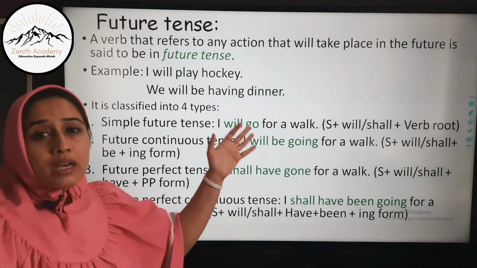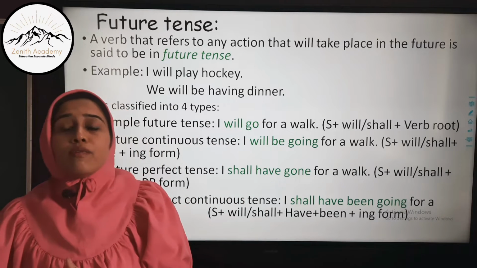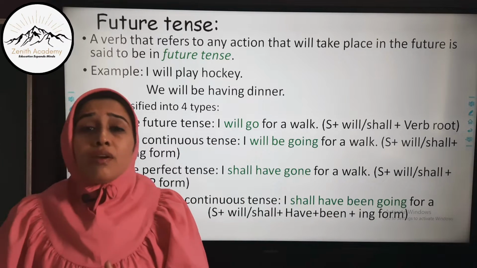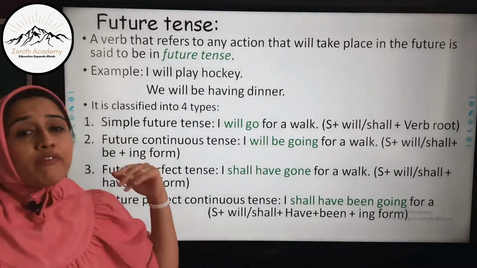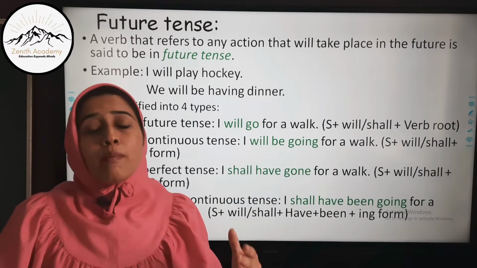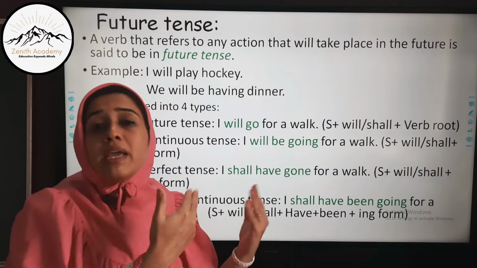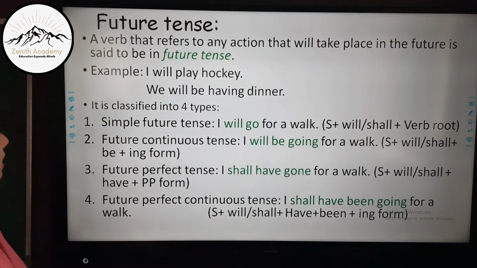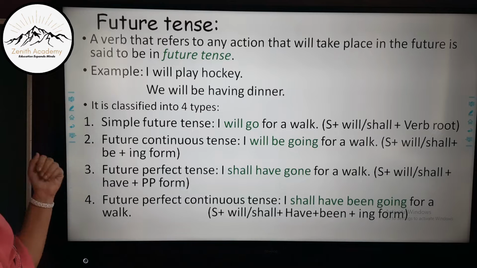We will be having dinner. In the earlier slide it was "we are having" and "we were having." Here it is "we will be having," meaning I am telling about my near plans that we will be having dinner. Let's see the 4 types of future tense.